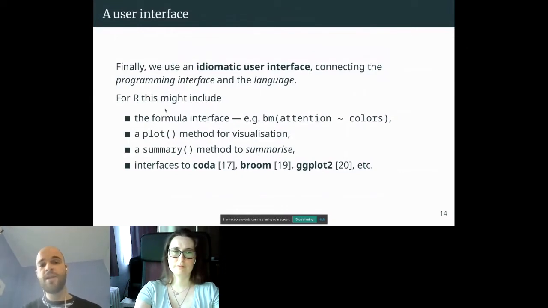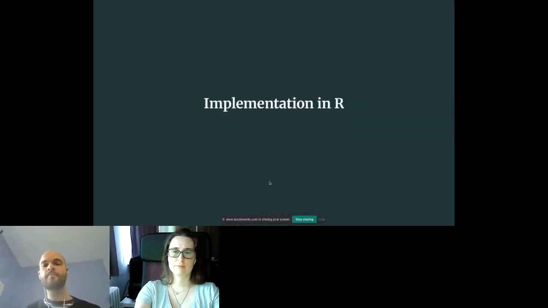So in R, we step from what I discussed before to maybe a formula interface. Just have this function like LM for linear models. Just have a plain plot method that does this in an R style. Or also include interfaces to Coda, Broom, ggplot, and others. Now, so much for the architecture. I hope you got the gist of it. Now let's briefly talk about the implementation.